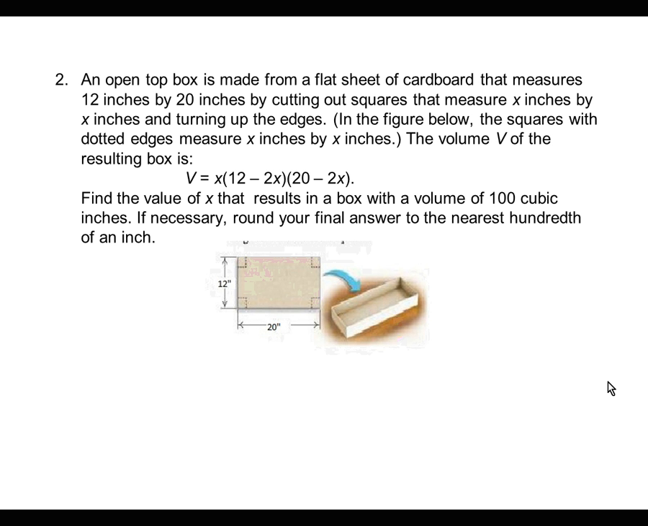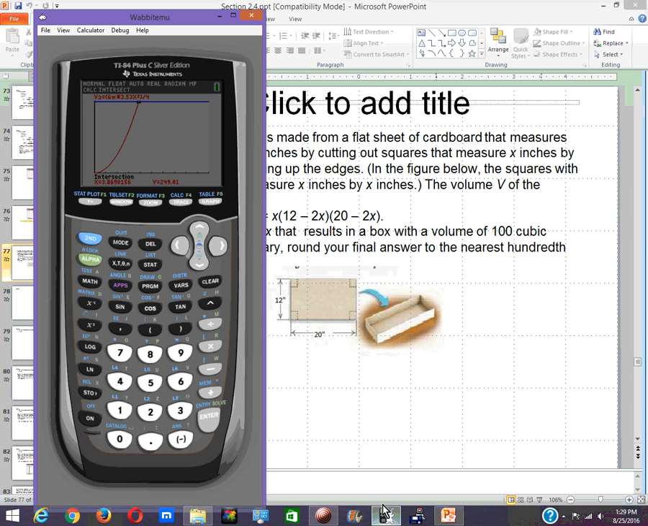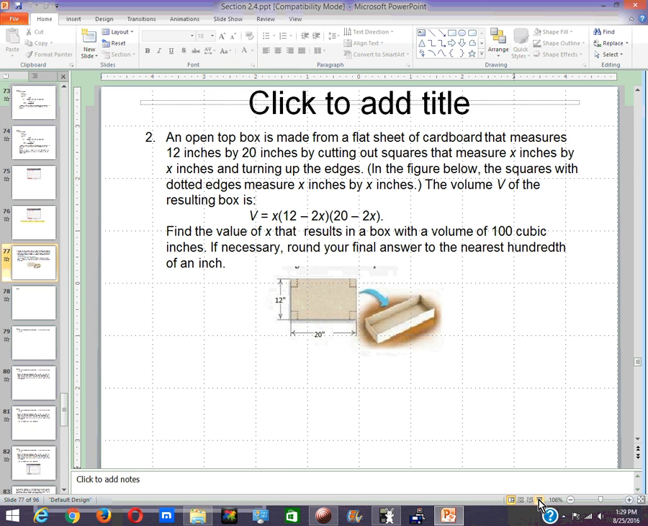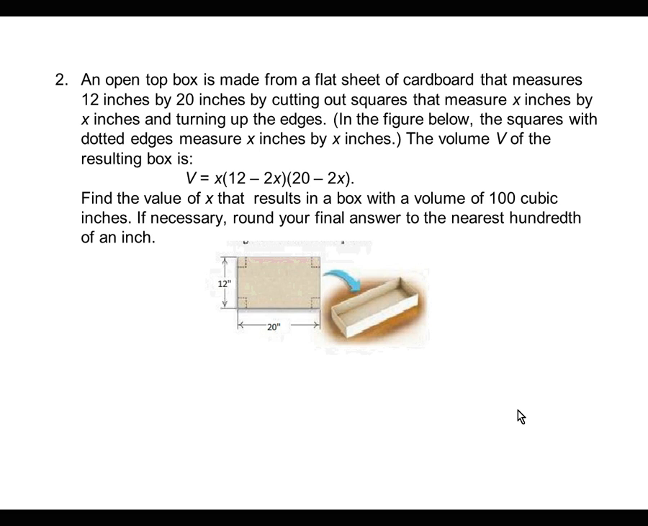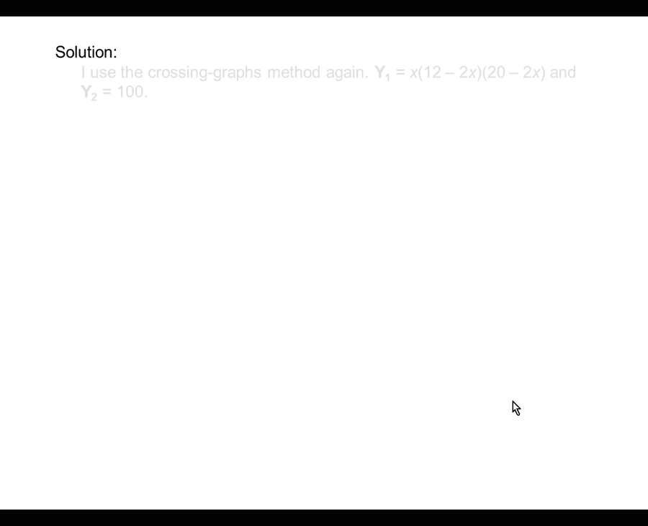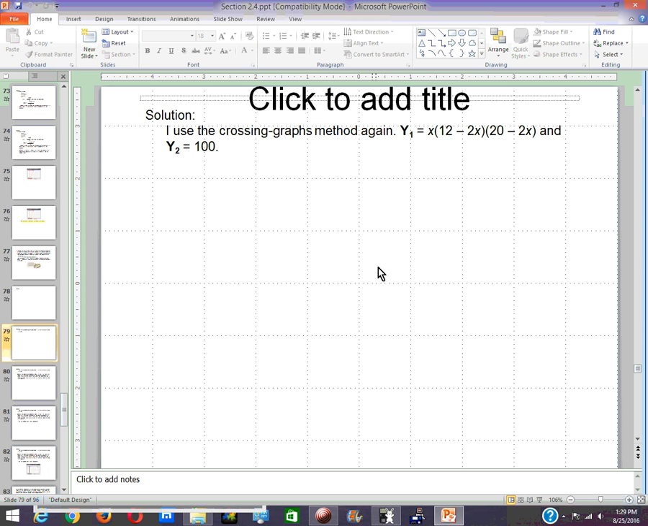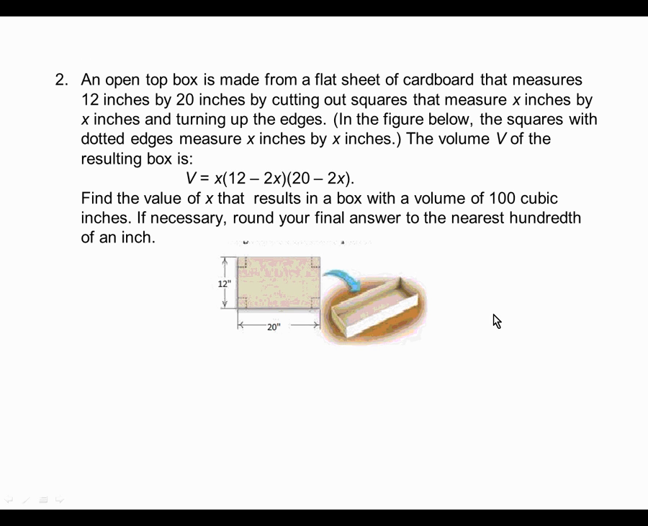So let me get my calculator ready. Okay, clear that out. My y equals, let me clear that out. Clear, clear, second quit. Okay. Our solution. We're going to use the crossing graphs method again. Y1 is going to be the volume of the box and y2 is 100, because remember I want to find out what value of x I need to get a volume of 100.